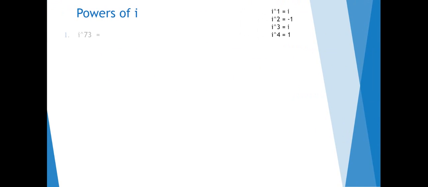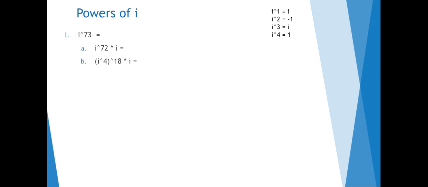For example, how would you figure out i to the 73rd power? Well, one thing we could do is we could split that up into i to the 72nd power times i. Why? Because it'll make it so much easier to find factors of 72 than to find factors of 73 while simplifying. Well, this is just one way to do it.